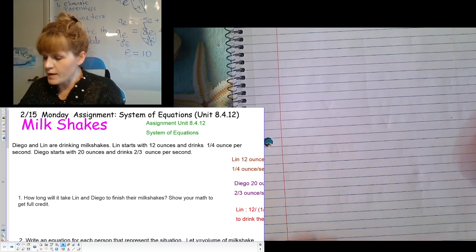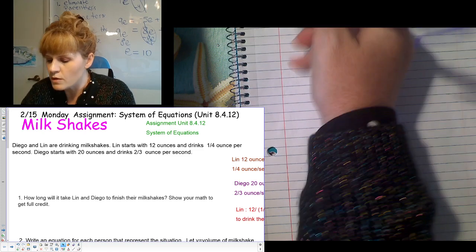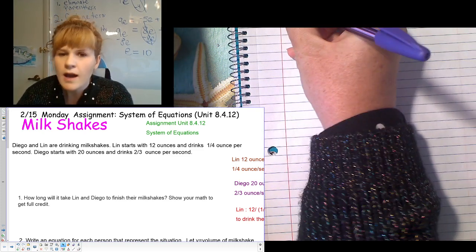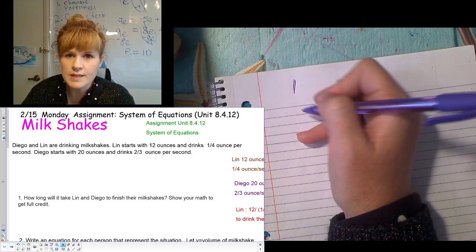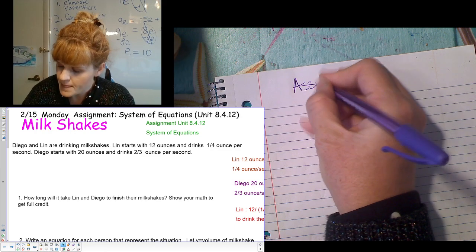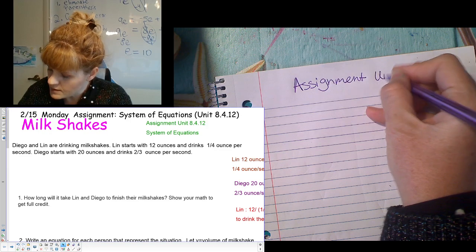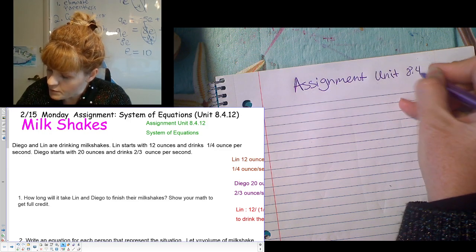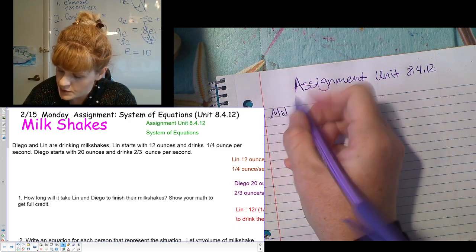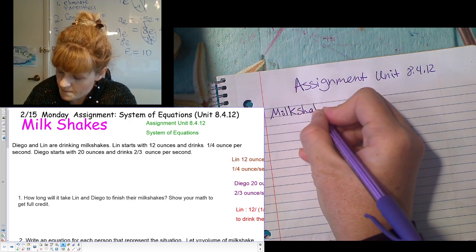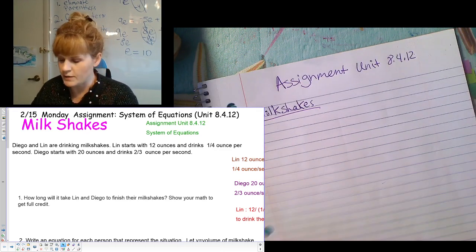Get your math notebooks ready. You're always taking notes. When you do your work in any class, have your math notebook ready. On the top of the page, put the assignment name. This assignment is Unit 8.4.12, and the first activity is called milkshakes. Put that at the top of your paper so that you know what you're doing when you come back and look at it later.